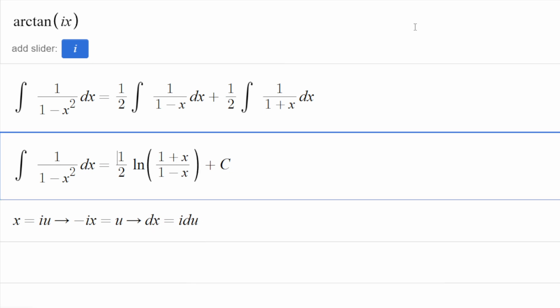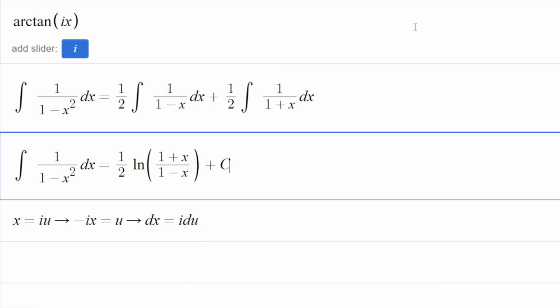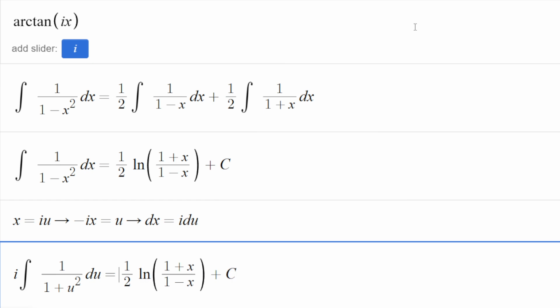Now we have some integral that we can do a u substitution on, being equal to this result. So let's make the u substitution. Don't forget, we're doing this u substitution after we've already figured out what the integral is equal to. This is just going to give us something else that is equal to that result. So we're going to let x equal iu. All right, so performing that substitution, we end up with i times the integral of 1 over 1 plus u squared du is equal to this.